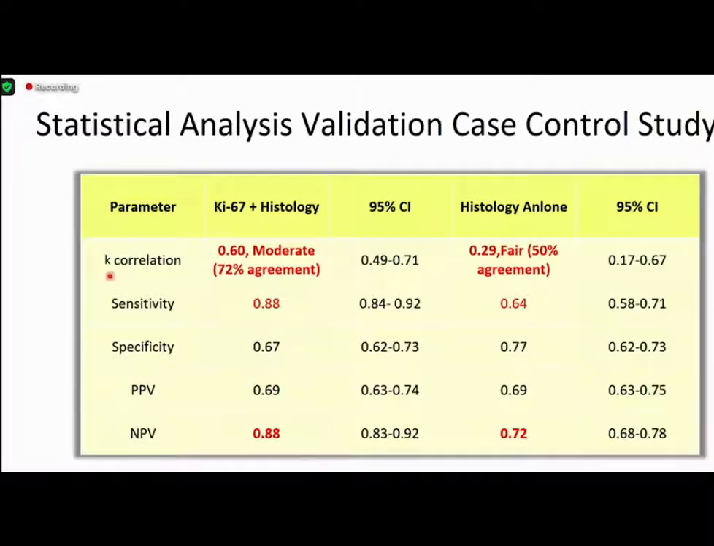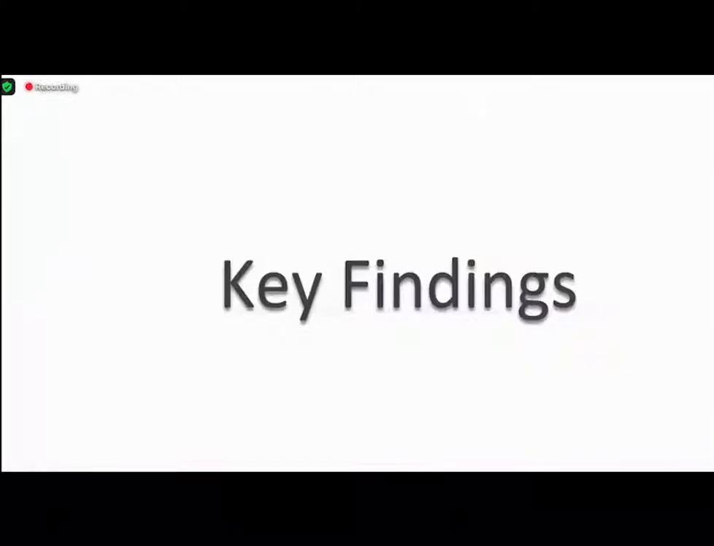We can see, like previously mentioned, that kappa correlation improved from fair, 0.29, to 0.60 with combining Ki-67. Sensitivity also improved from 0.64 to 0.88. Specificity decreased a little bit from 0.77 to 0.67. Positive predictive value remained the same, and negative predictive value increased from 0.72 to 0.88.